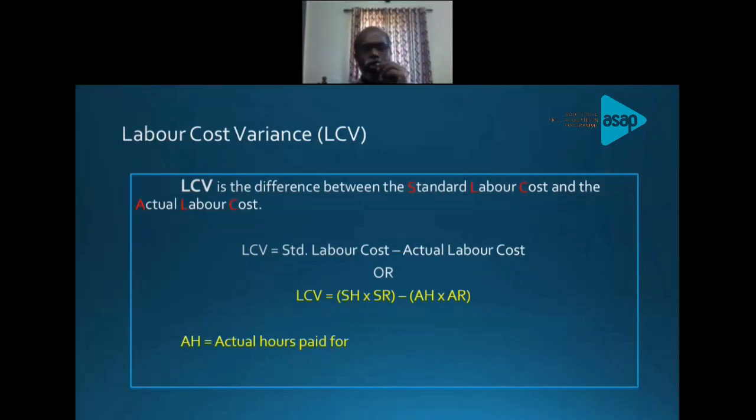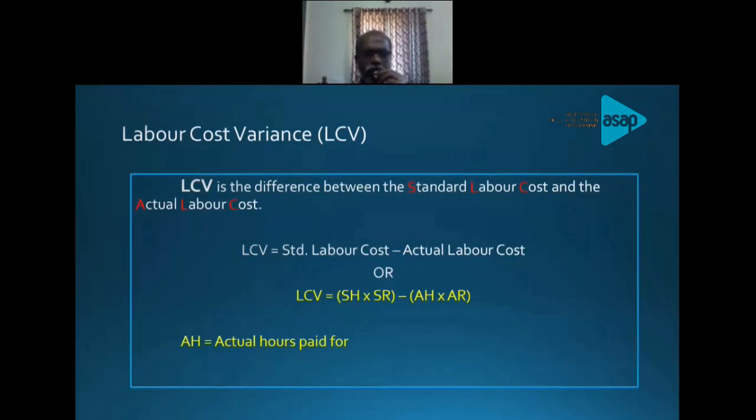So labor cost variance actually tries to identify the difference between the total standard labor cost and the actual labor cost. We try to identify whether there is any difference between the standard labor cost fixed by the organization for a particular time period and the actual labor cost incurred. So look at the equation for that. Labor cost variance is equal to standard labor cost minus actual labor cost. The difference between standard labor cost and actual labor cost is a labor cost variance.